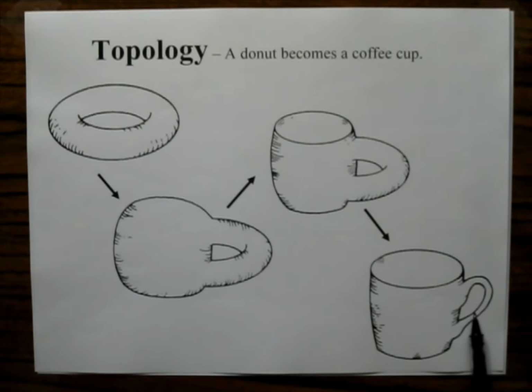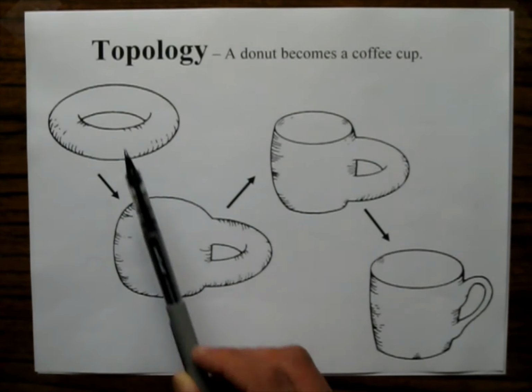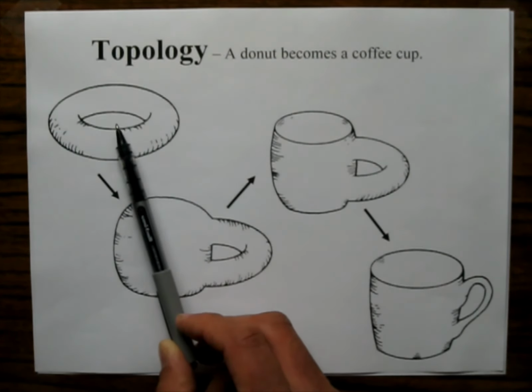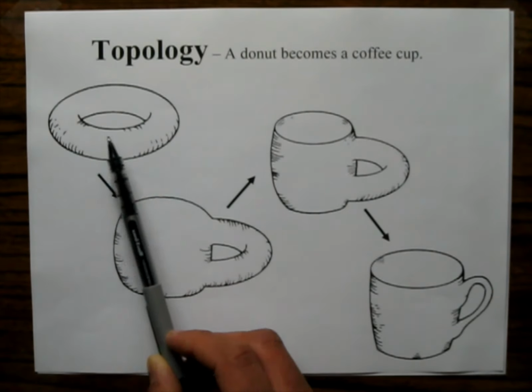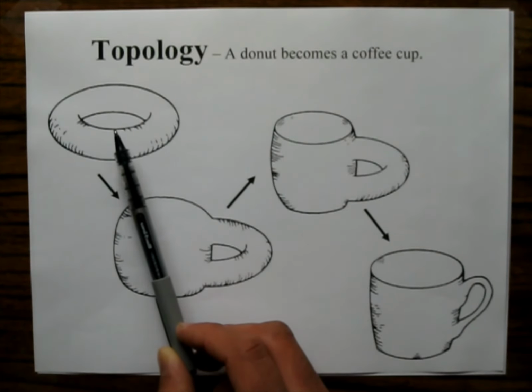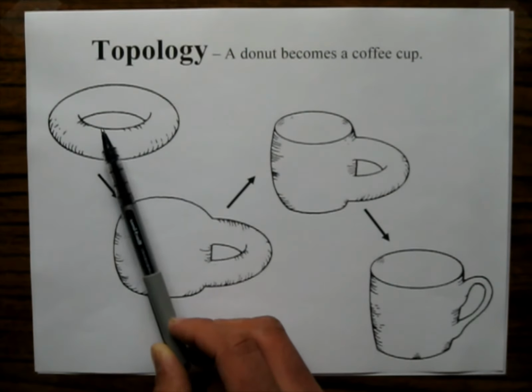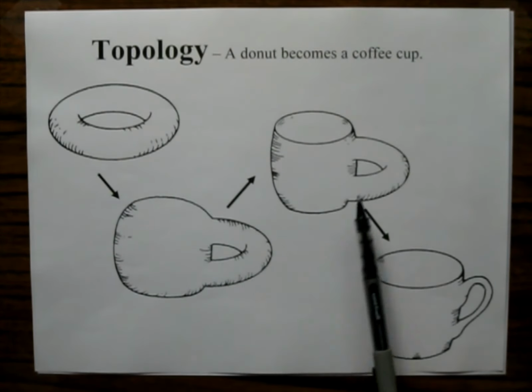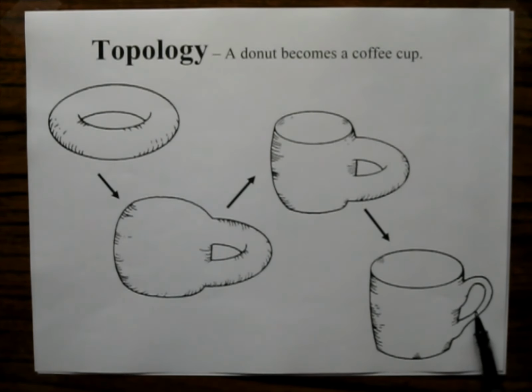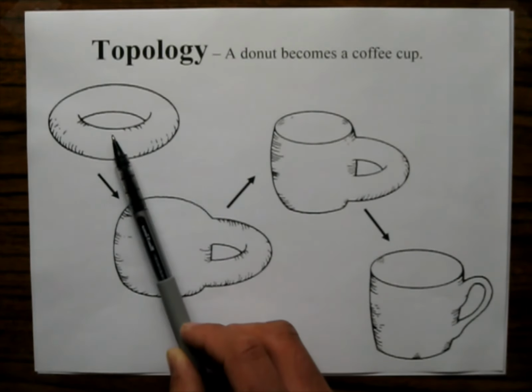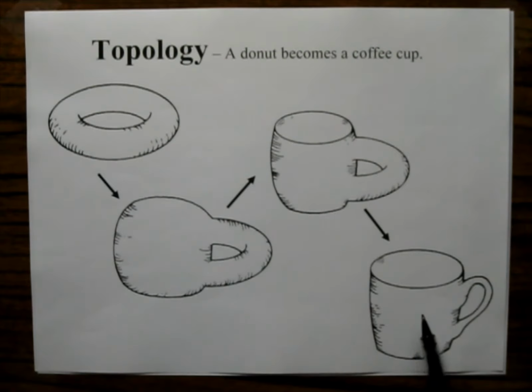the handle. Now in topology, they wouldn't call that a hole in the torus. This is called a torus in topology. But because we're not experts at it at this level, I'll just say that's the hole, and it becomes the handle of the coffee cup. And those two shapes, the donut and the coffee cup, are essentially the same to a topologist.